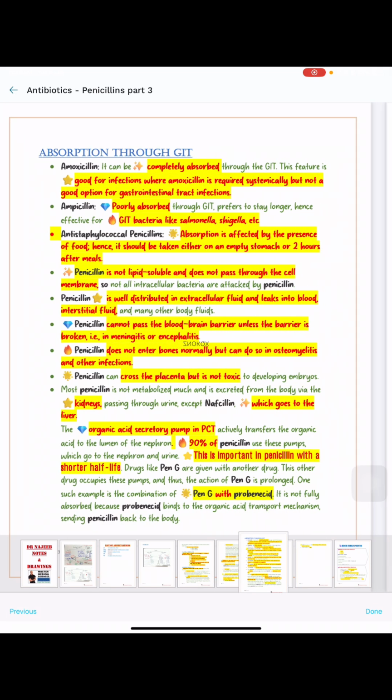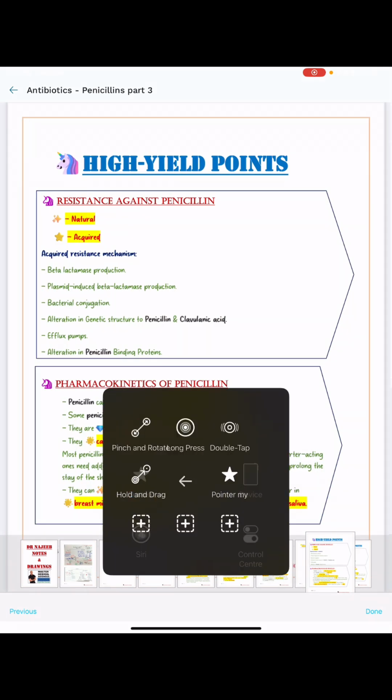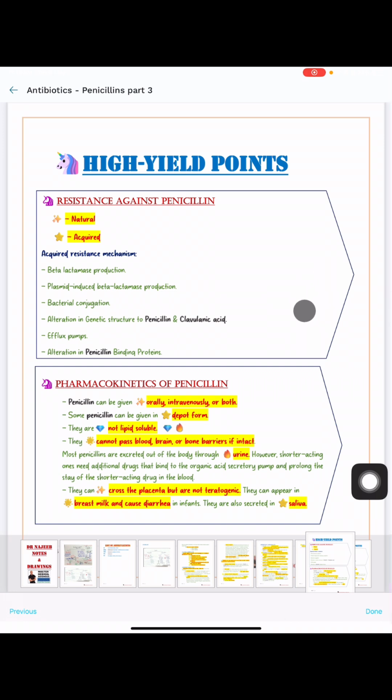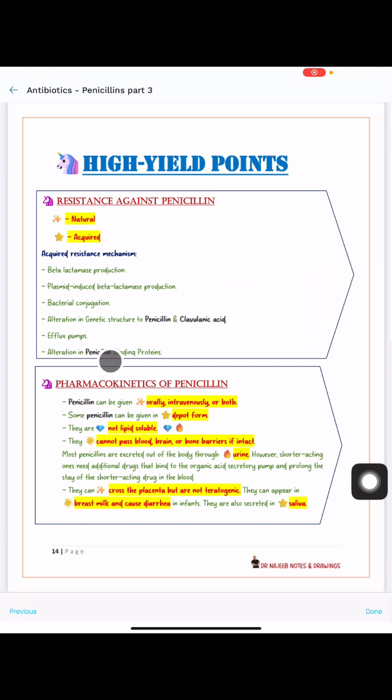chiefly in the gram-negative bacteria, so wide spectrum. When we talk about the efflux pumps, we talk about clavulanic acid and all those beta-lactamase inhibitors in the wide spectrum. Okay, and alteration in the PBP. If PBP changes its structure, then penicillin can't come and bind to it, and transpeptidation won't occur.